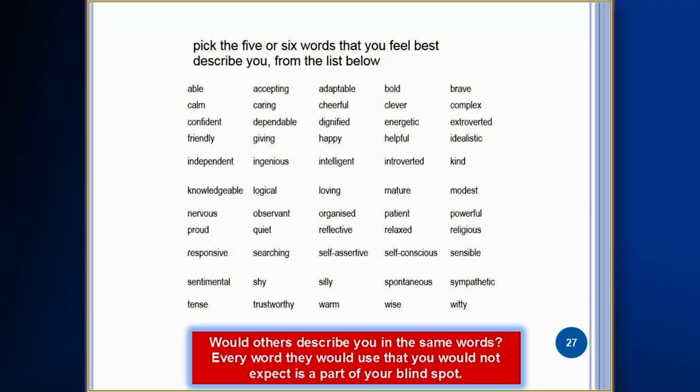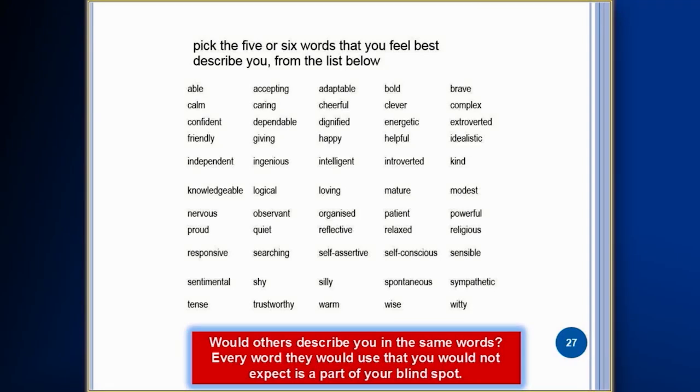Just real quick. I see some of you are already done. And then look at my question at the bottom. Would others describe you in the same words? Maybe yes, maybe no. But every word they would use that you would not expect is a part of your blind spot. Now, this is not to engender paranoia in you, like, what are others saying about me there?